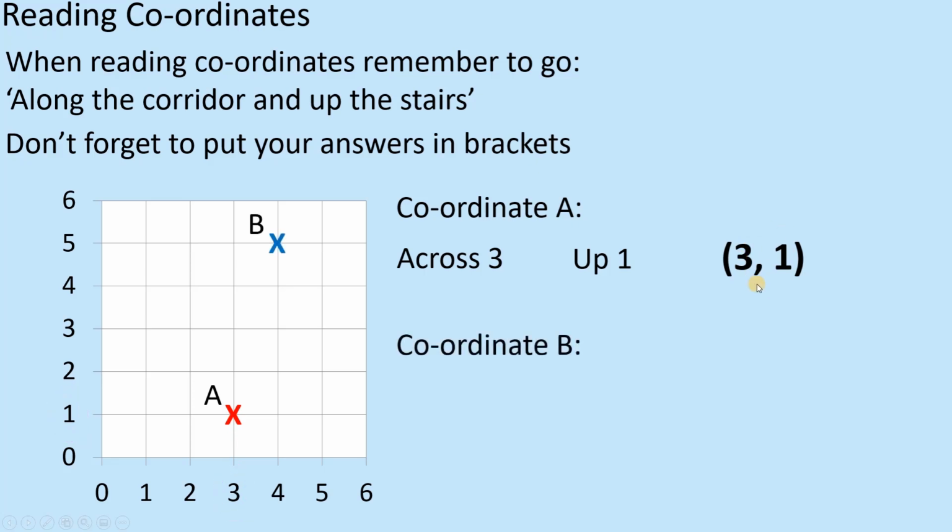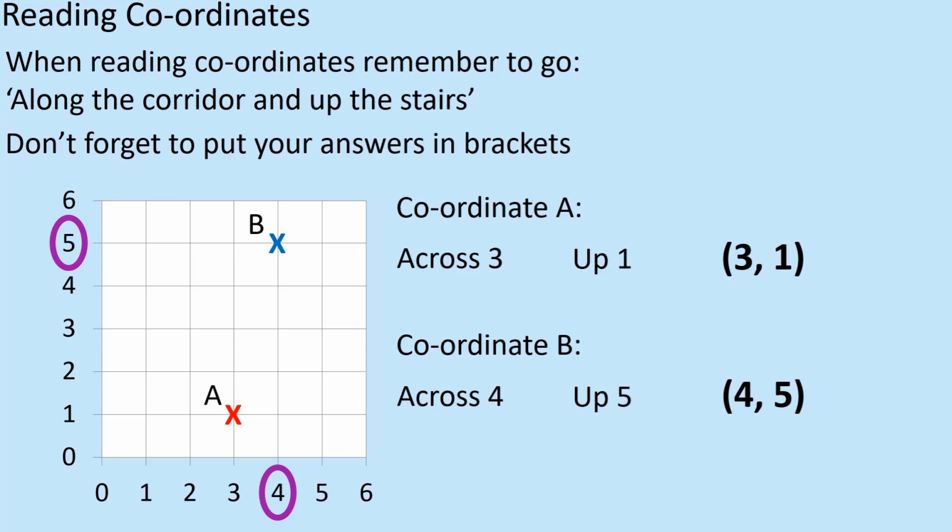Okay, coordinate B. We follow the same process. We've gone along the corridor, 4, and then up the stairs, 5. So across 4 and then 5 up, and we write that as the coordinate (4, 5). Really easy stuff.